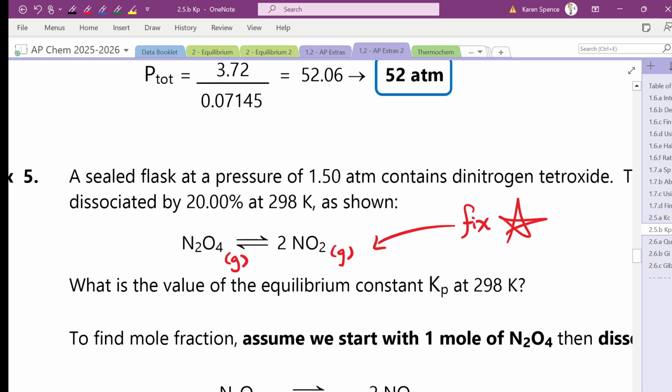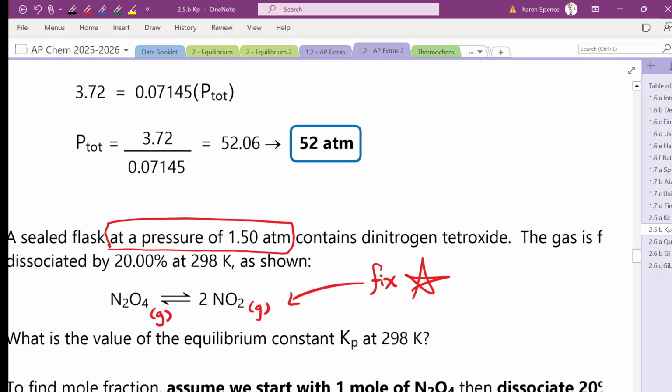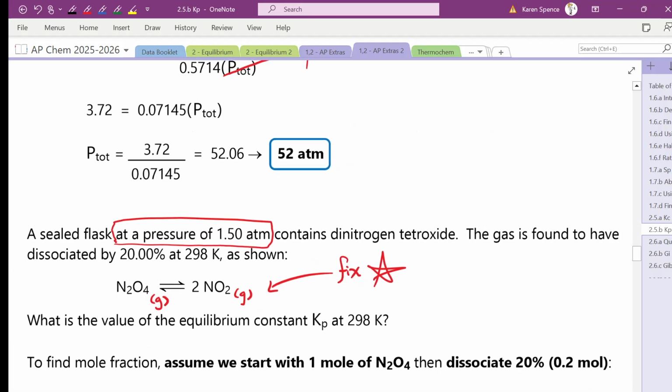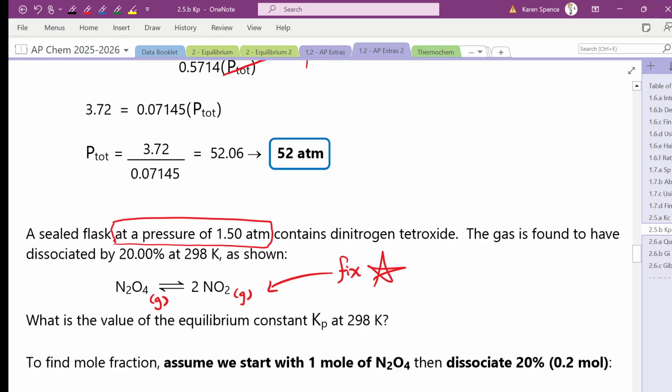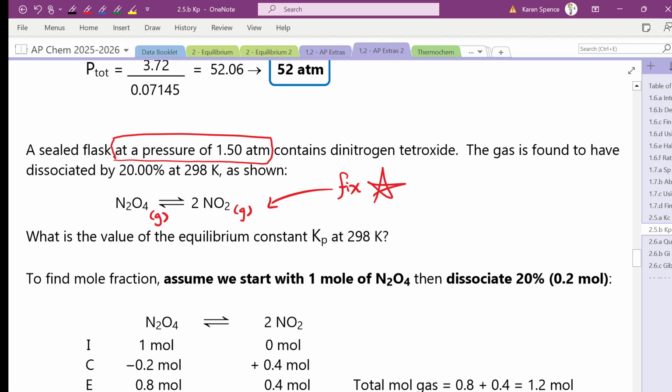Now, we are told that at a pressure of 1.50 atmospheres, we have a flask that contains dinitrogen tetroxide. The gas is found to have dissociated by 20% at 298 Kelvin, as shown. So, what is the value of the equilibrium constant Kp?